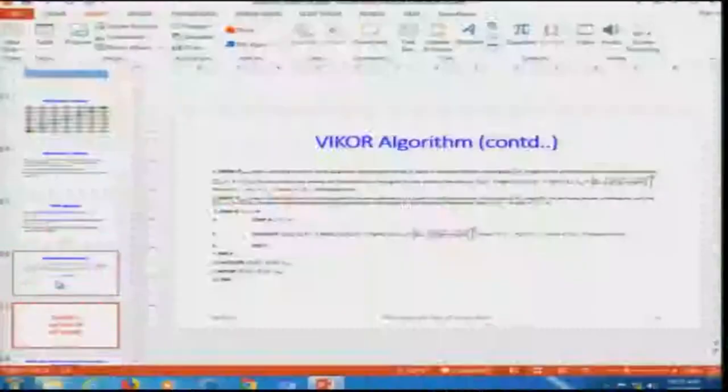So, if you remember, we were discussing the VIKOR method, the steps. I did discuss the initial part of this pseudocode, and I will try to wrap up the pseudocode, because I did not finish the whole part. I will add it here, so it will be easy for all of us to do it accordingly.